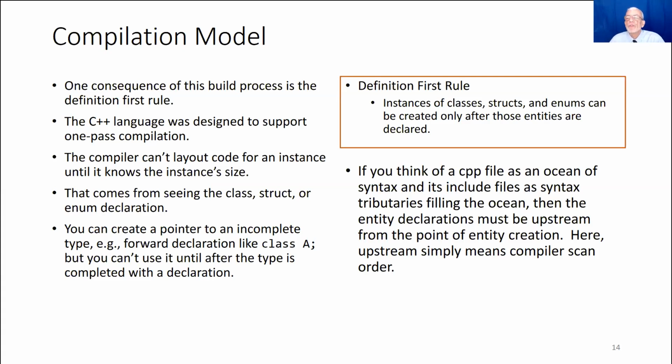So the definition first rule says instances of classes, structs, and enums can be created only after those entities are declared. One mental model is to think of the CPP file as an ocean of syntax, and the include files are like tributaries, rivers of syntax, coming down and filling that ocean. Then the entity declarations have to be upstream from the point of entity creation. We have to have seen that declaration before we can create the instance. Here, upstream simply means compiler scan order.